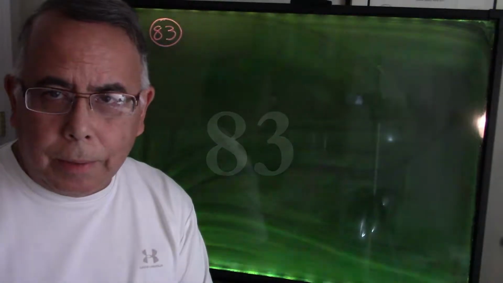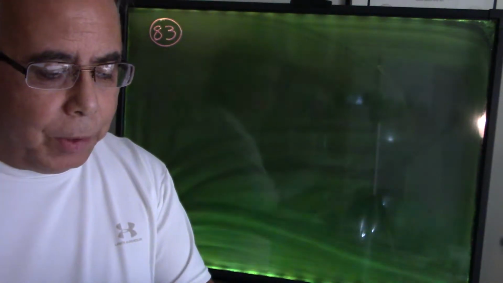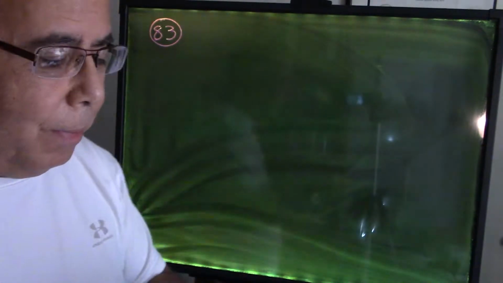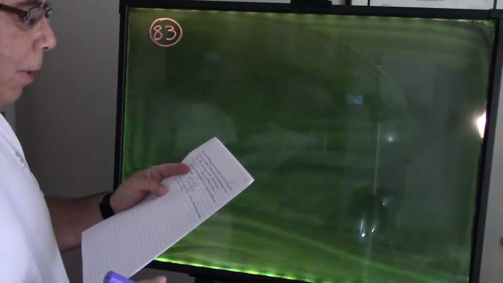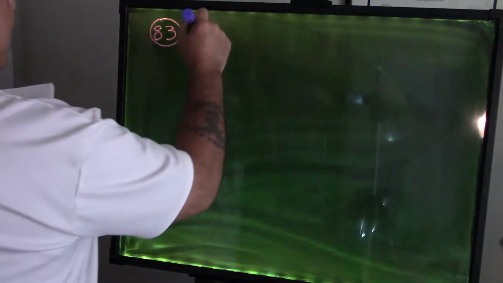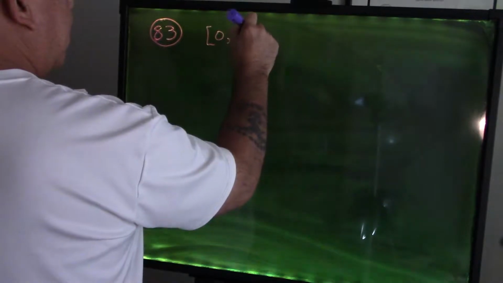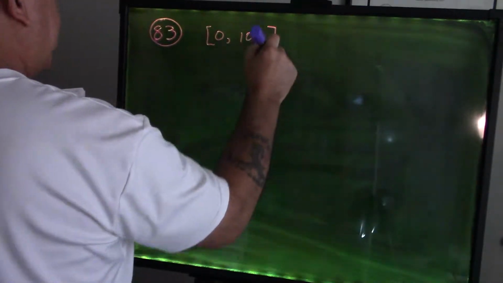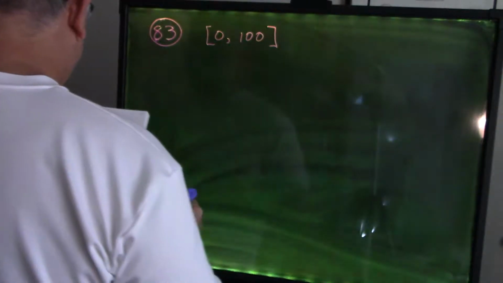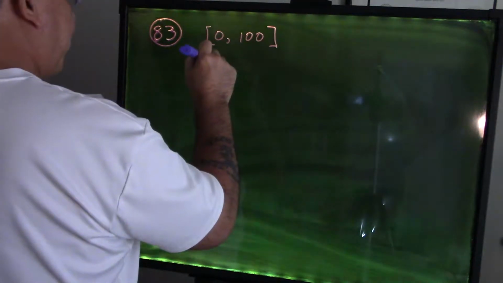Okay, number 83. Graph y equals square root of x and determine the range. So we have a domain of 0 to 100. Now square root of x is on page 17 in your toolkit functions. Alright, so 0 to 100, what's the range? So we can evaluate the function at the endpoints to find the range.